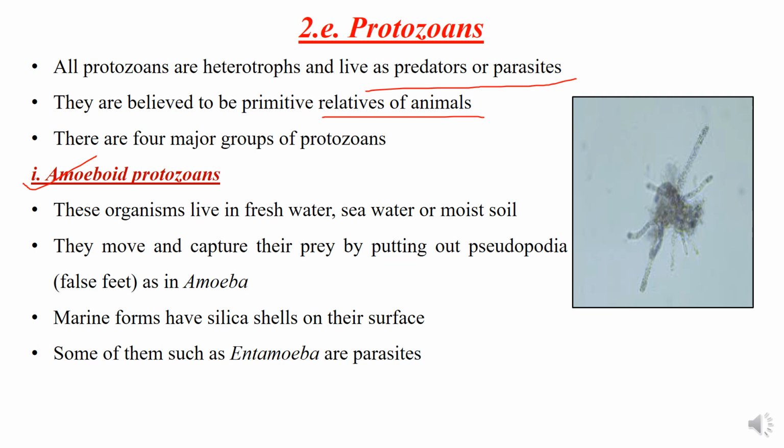First one is the amoeboid protozoans, which have amoeba-like structures. Here you can see the structure. These amoeboid protozoans live in fresh water, sea water or moist soil. Anywhere they can survive, and they move and capture their prey by putting out the pseudopodia. Pseudopodia are the false feet, like in amoeba, it will put forward the false feet and take in the food. Marine forms have silica shells on their surface. Silica shell is very strong in nature, and an example is Entamoeba. They are parasites in nature.